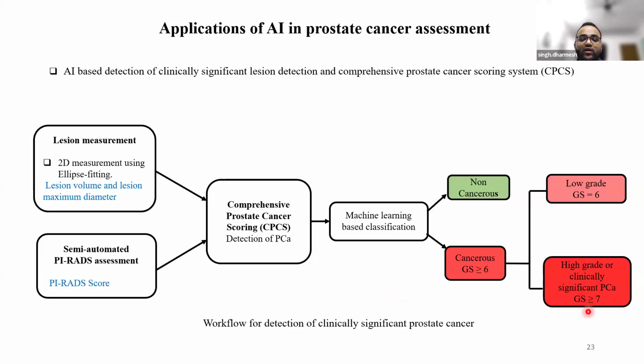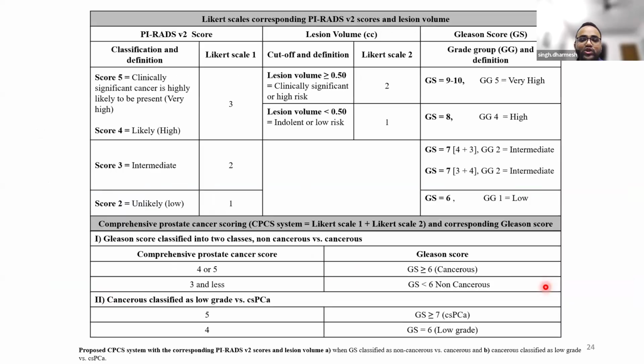This is very innovative and a current trend in prostate cancer nowadays, where you can combine different clinical parameters with quantitative parameters. So this is the complete pipeline for the comprehensive prostate cancer scoring system, which integrates PI-RADS scoring, AI-based PI-RADS assessment, and the segmentation. This is the approach we have adopted in this case, based on a Likert scale, which integrates PI-RADS score, lesion volume, and the lesion score.